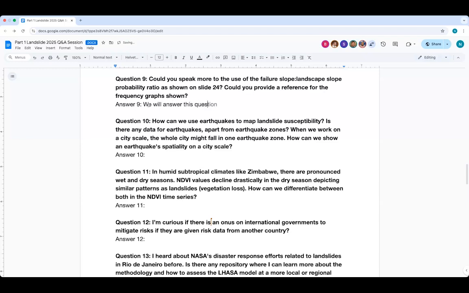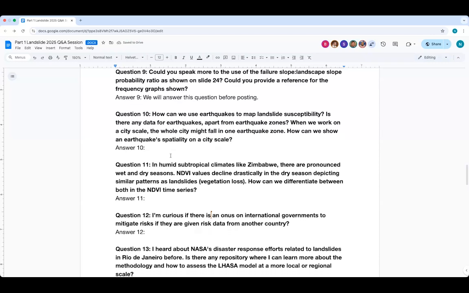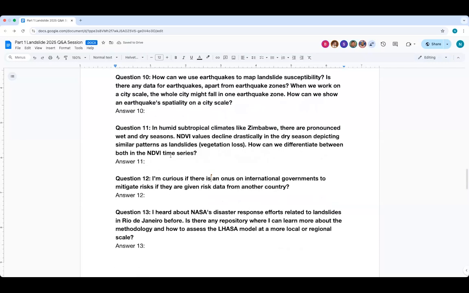How can we use earthquakes to map landslide susceptibility? Is there any data for earthquakes apart from earthquake zones? When we work on a city scale, the whole city might fall in one earthquake zone. How can we show an earthquake's spatiality on a city scale?